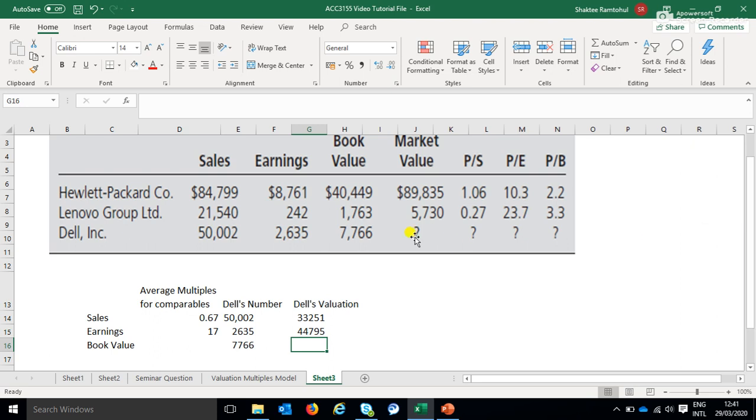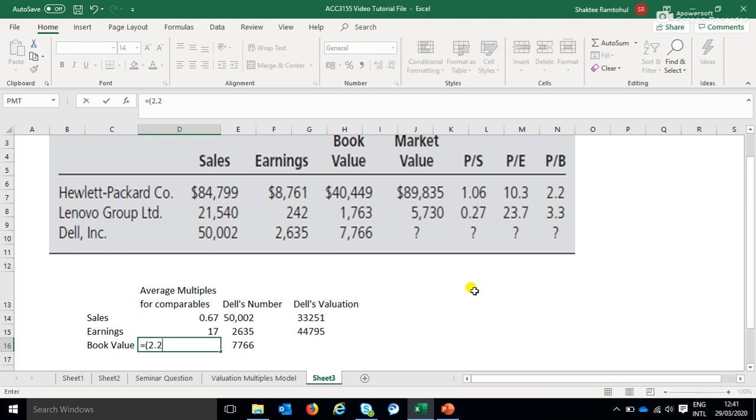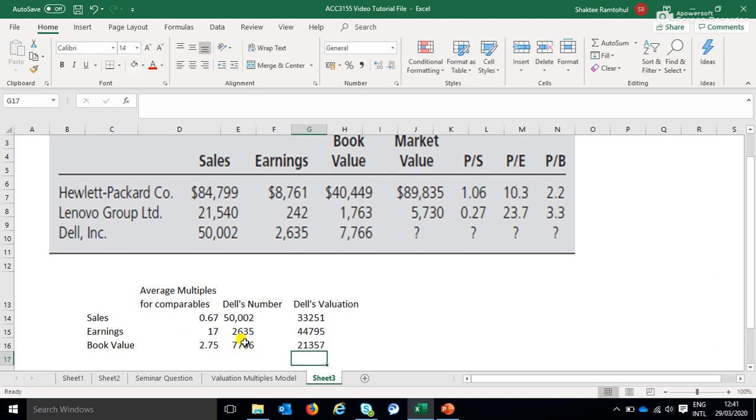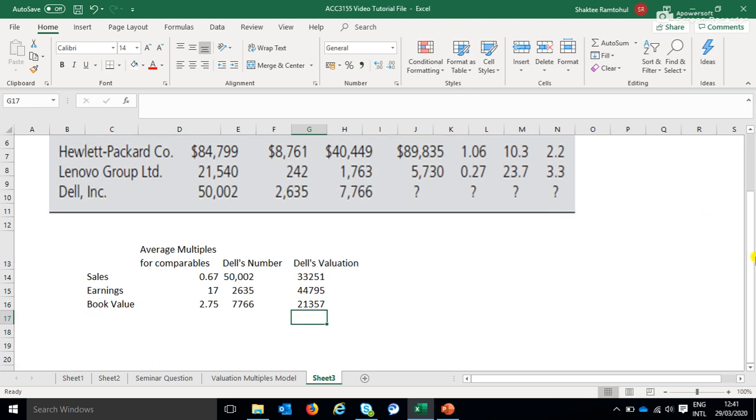That's not a problem. And let's use the book value. Now we know the book value ratio for Hewlett-Packard is 2.2. For Lenovo, 3.3, divided by 2, so 2.75. I'm going to do the same thing here. I'm going to take this figure, 2.75, multiply by this figure here, and that gives me some form of valuation.